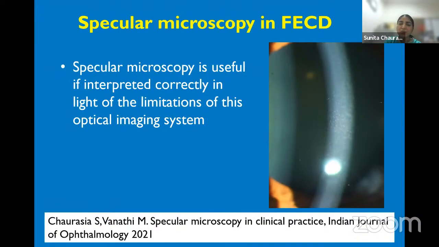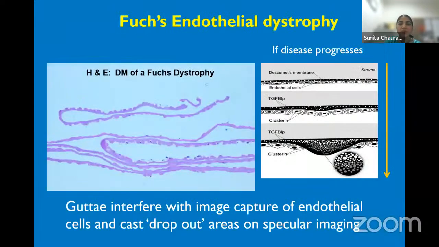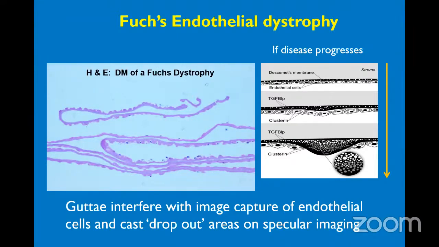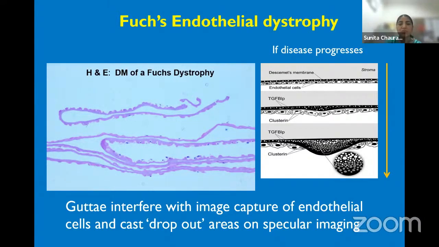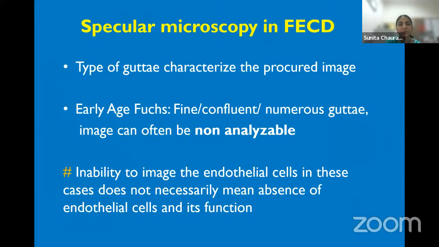Specular microscopy in Fuchs endothelial dystrophy is useful, but it should be interpreted correctly in light of the limitations of this optical imaging system. We know that Fuchs endothelial dystrophy is characterized by Goutte, which interfere with the image capture of the endothelial cells because the sensors are not able to image the endothelium, and hence these areas are seen as dropout areas on specular microscopy.